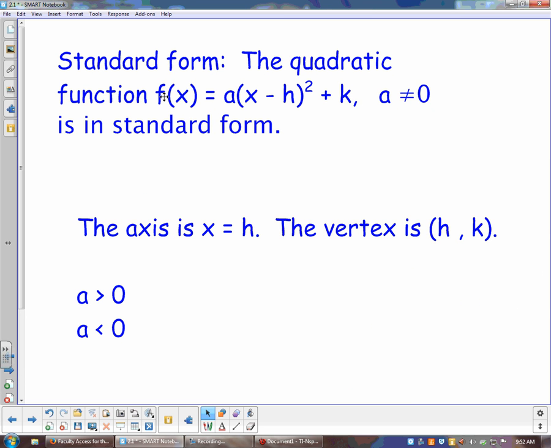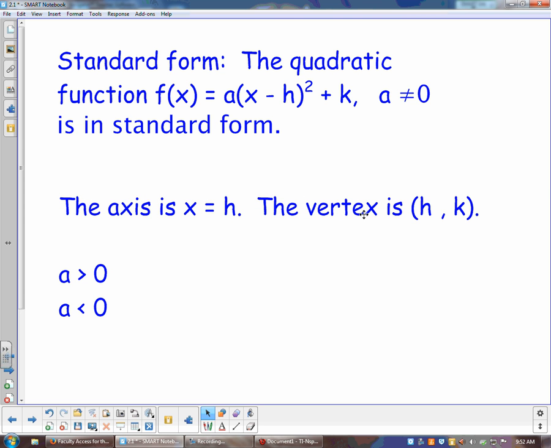All right, so standard form, which I will sometimes call vertex form, but standard form, according to your book, is f of x equaling a times x minus h quantity squared plus k, where the leading coefficient a is not equal to 0. They call this standard form because you're able to just pick off what the vertex is just by looking, because whatever's being subtracted from the x is going to be the x coordinate of your vertex. Whatever's added on at the end is going to be the y coordinate of your vertex.